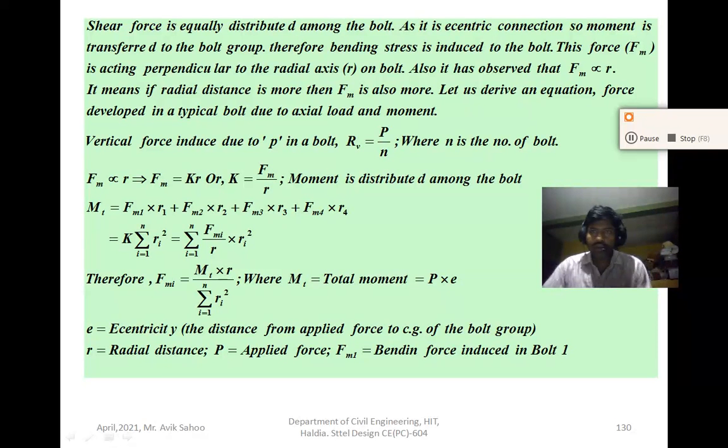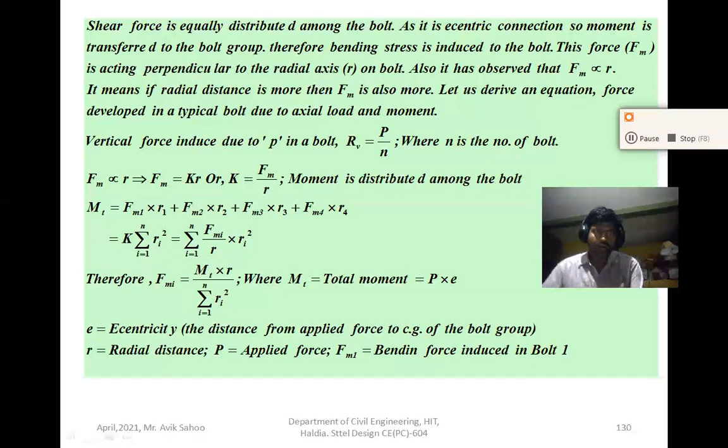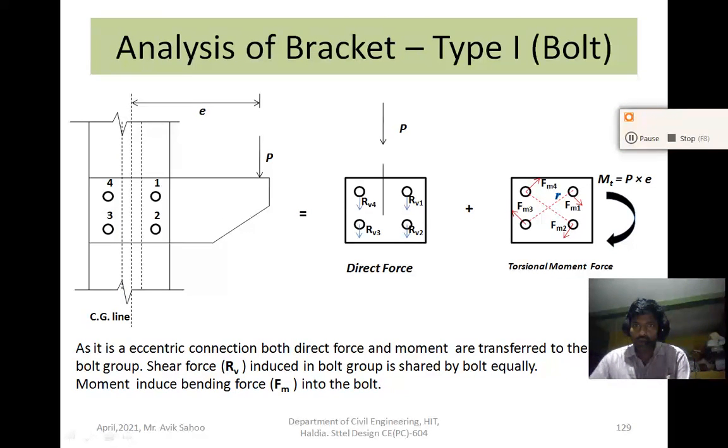As it is an eccentric connection, moment is also transferred to the bolt group. Therefore, bending stress is induced in the bolt. The force Fm is acting perpendicular to the radial axis. So this bending force is perpendicular to the radial axis. Okay, this angle is 90 degrees.